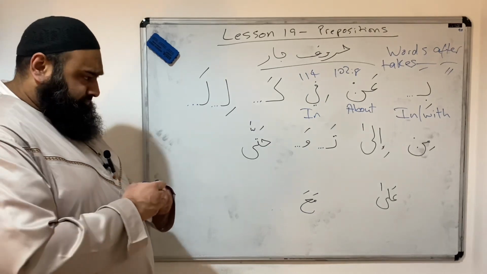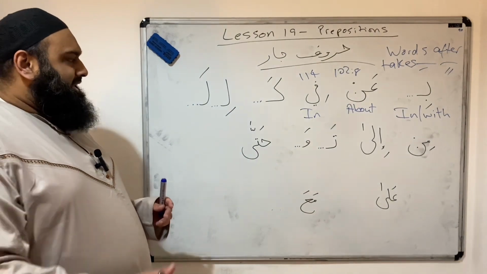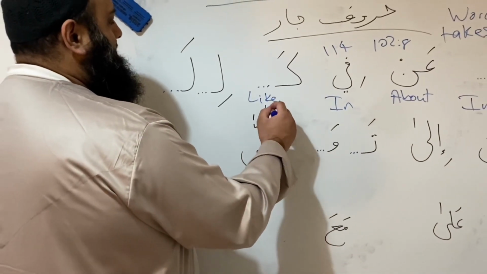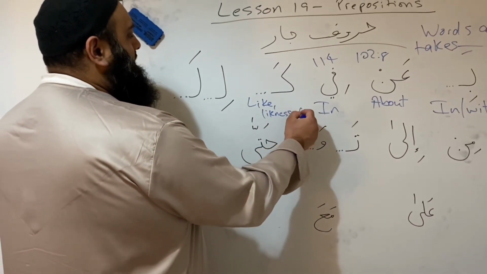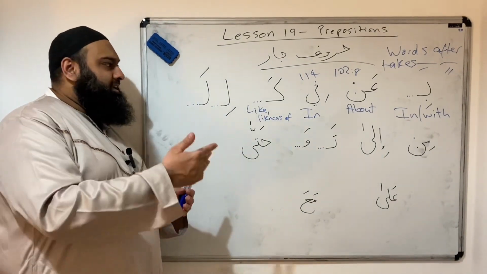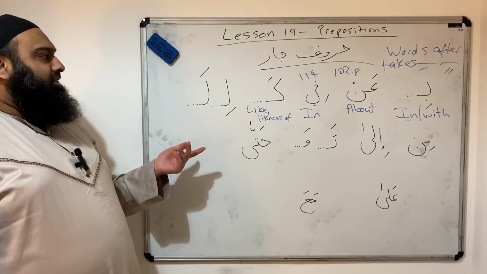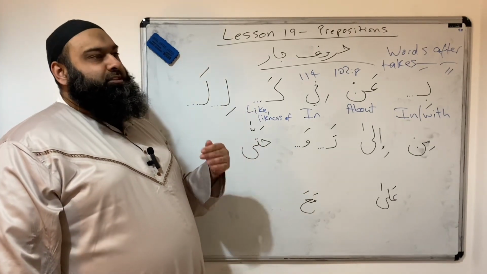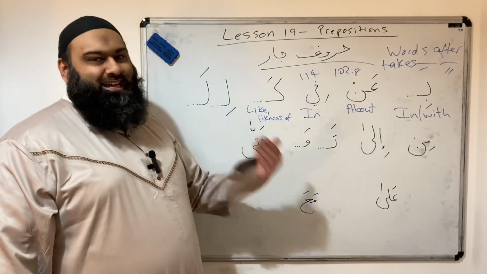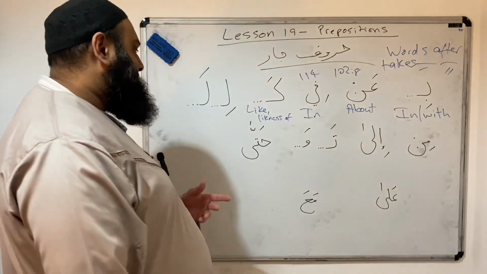Ka is an important word because ka means like or likeness of. You know we said mithla, which means similar to. The reason why I didn't put mithla and ka together is because with mithla, or mithlu, mithli, the next word doesn't have to have a kasra, but with ka, the next word has to have a kasra. So that's why I didn't put them together, but they mean like or the likeness of.